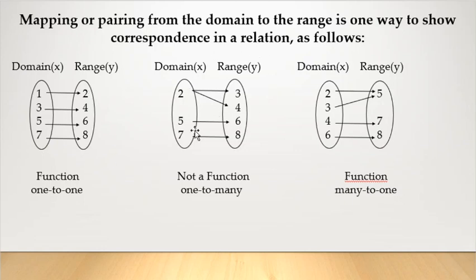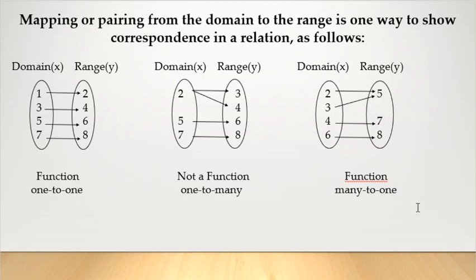And this example, this is called one-to-many relation. So if the given is one-to-many relation, that is not a function. That is just a mere relation. So we have here 2 and then meron siyang kapartner na 3 and 4. So, bawal po yun.